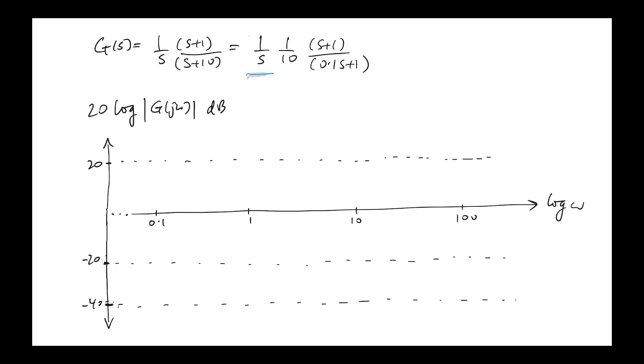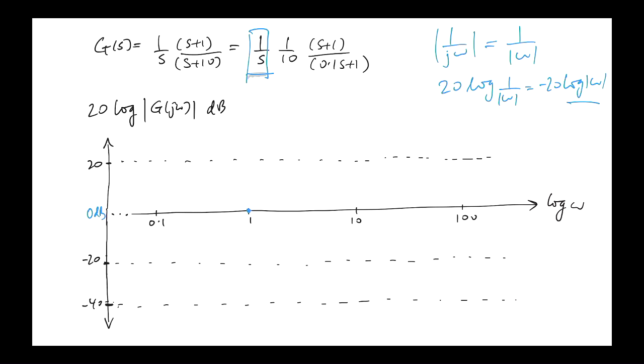So let's consider this term here. Really what we're interested in looking at is 1 on j omega, and we're looking at the magnitude of that, so that'll be 1 on omega. If we take the log of that and multiply it by 20, we get minus 20 log omega. Now, at omega equals 1, we get log of 1, which is 0. So let's just mark that point there. This is the 0 dB line.